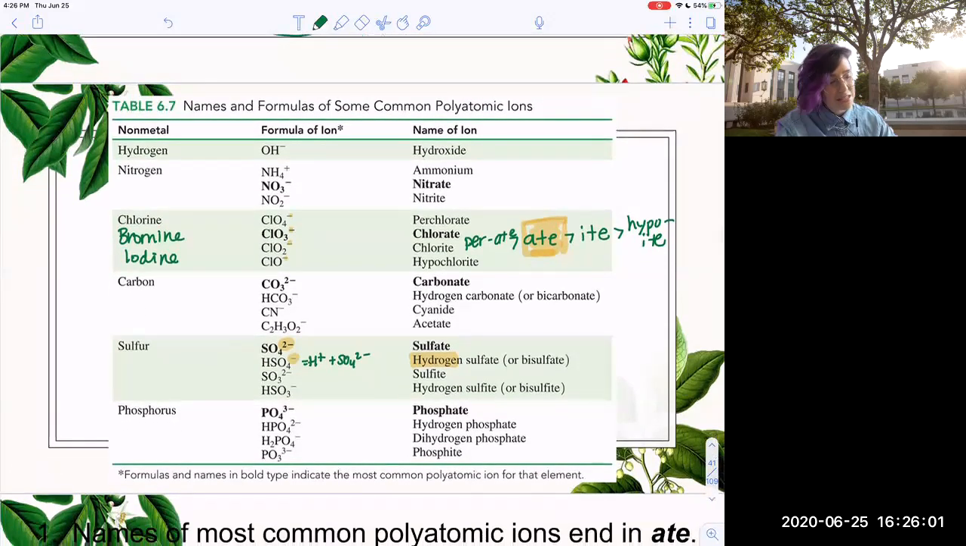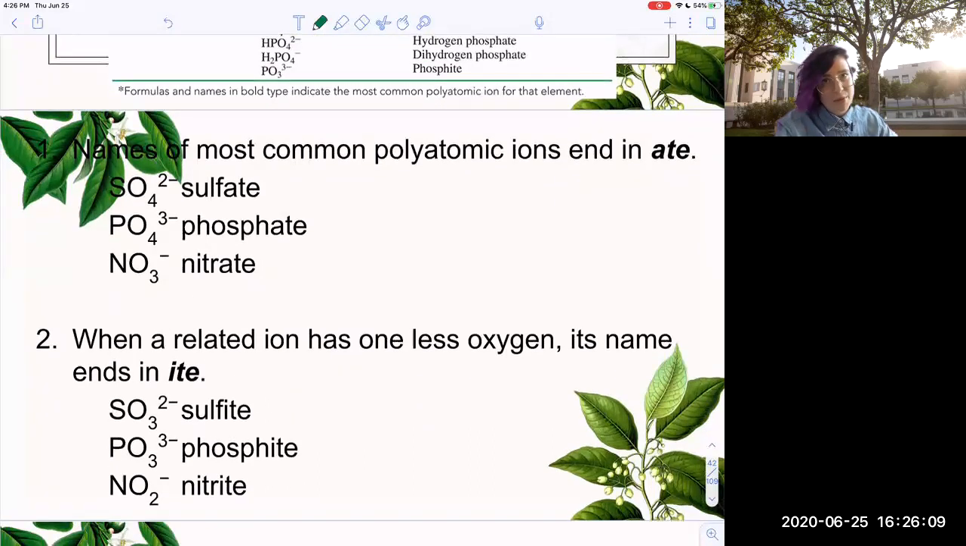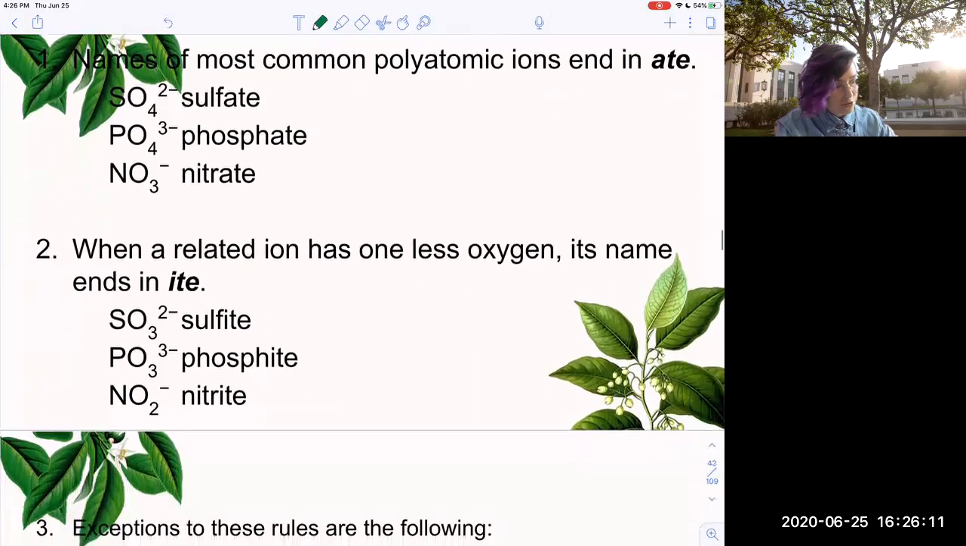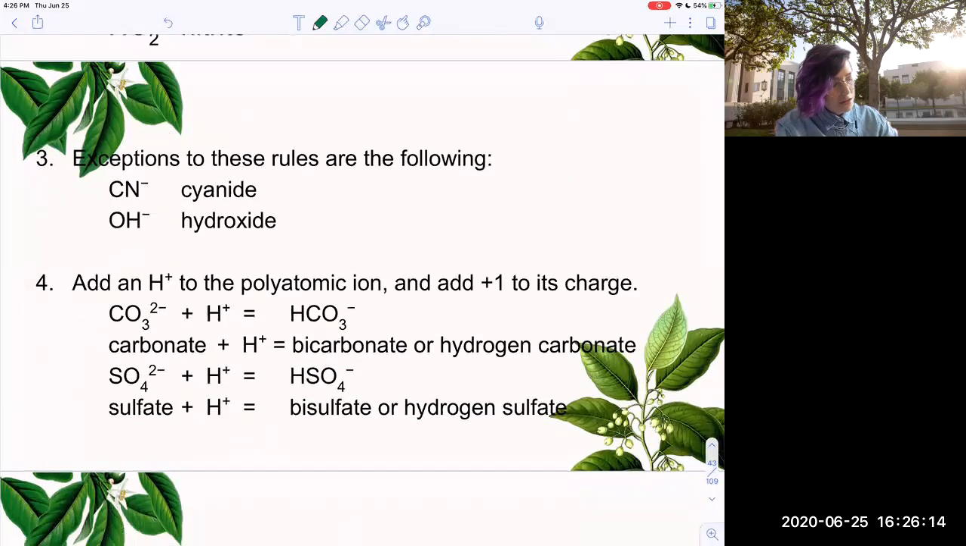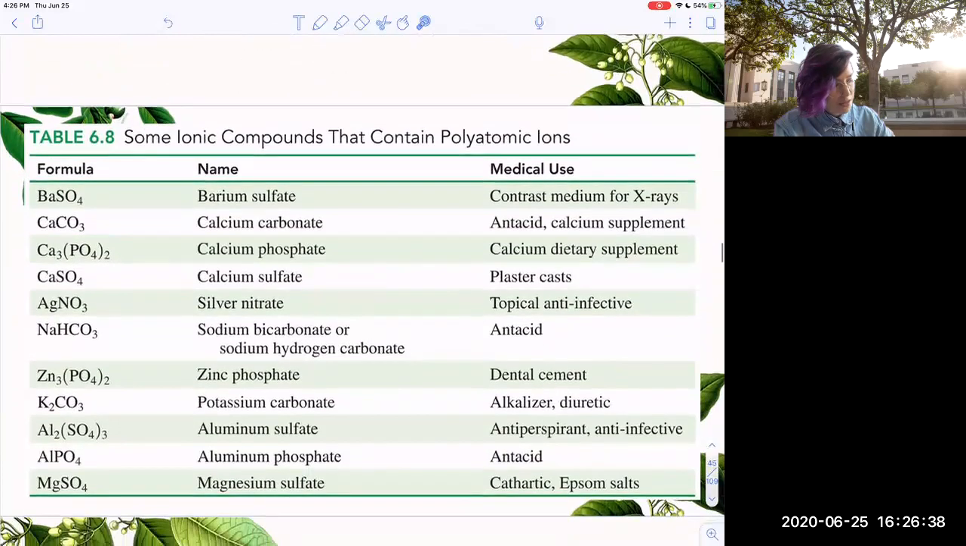So, keep this list up, but you also should have your memory list, flashcards, working through these. Again, here's everything I was just talking about with the -ates and the -ites laid out in the slides for you to look at. Exceptions to the rules, you've got a couple of -ide ones to know: cyanide, hydroxide, and peroxide. Per just means more oxygen, so peroxide literally means more oxygen. Here's how we make those hydrogens or bicarbonates. And then here's your chlorate series again. And here's how we name some stuff.